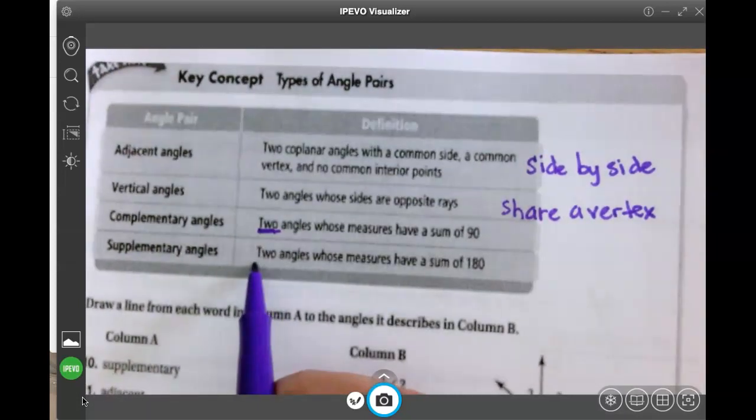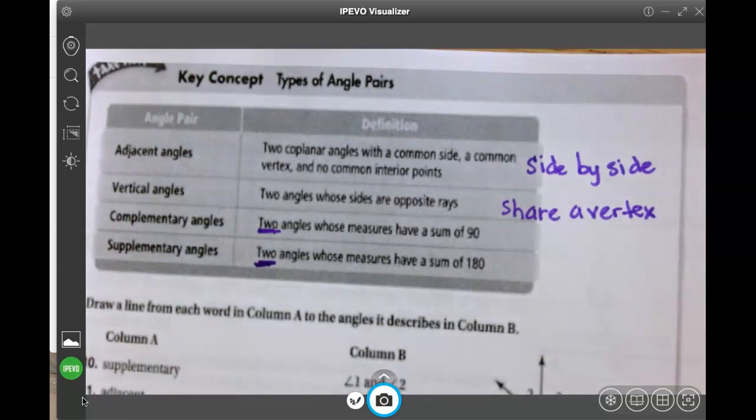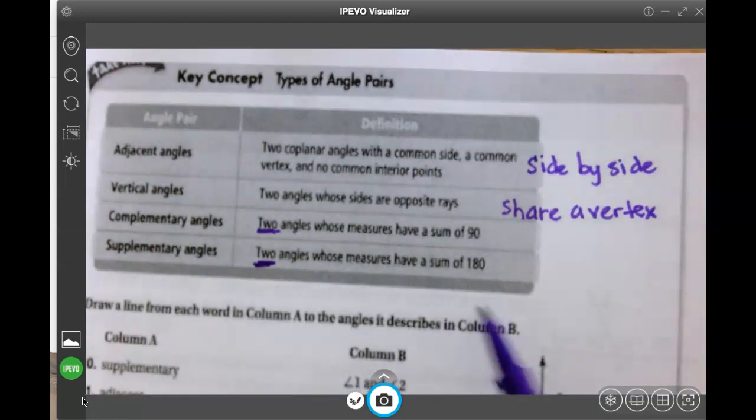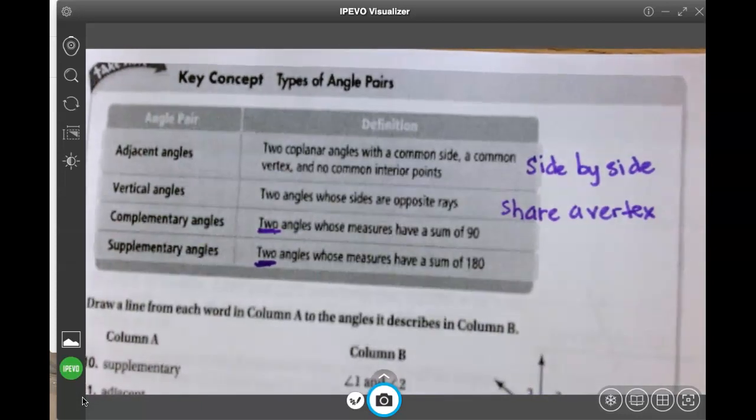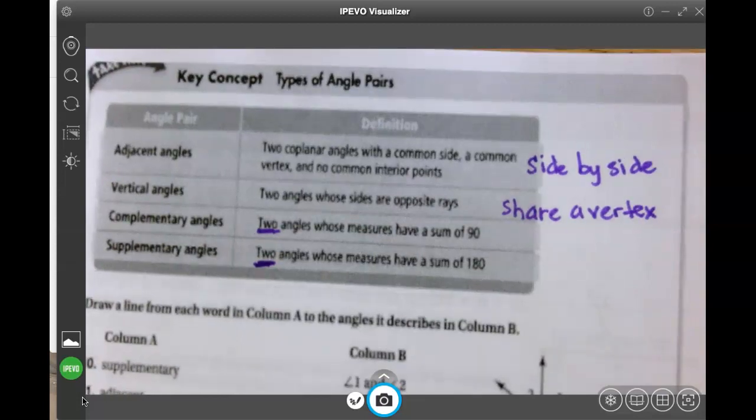Supplementary angles are the same way. 2 and only 2. Can't be 1, can't be 3. Whose sum is 180. So you're adding them together. They're going to give you 180 degrees. Once again, they can either be adjacent, which is side by side, or they can be in the same picture, but separated.